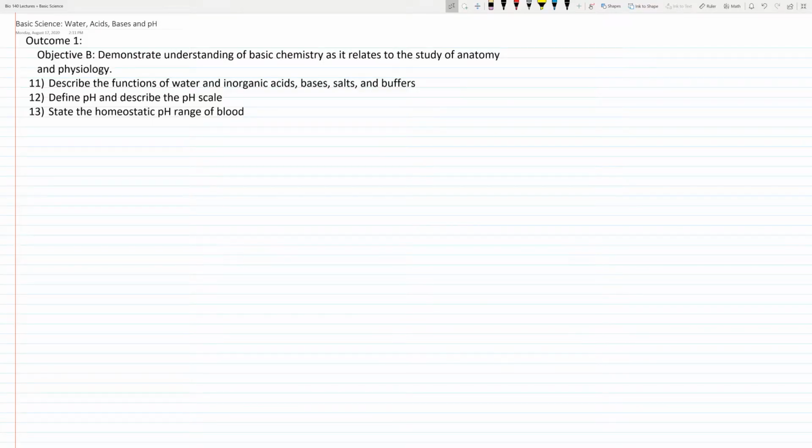Okay, what we're going to do here is talk about water, the functions of water. We're going to talk about acids, bases, salts, and buffers generically. We're not going to get into huge things because we're going to be doing some experiments in lab about acids, bases, and buffers. And we're going to talk about the effects of acids and bases on a solution, namely its pH. And we're going to talk about the pH range of blood, which is just a couple of numbers that you should just remember.